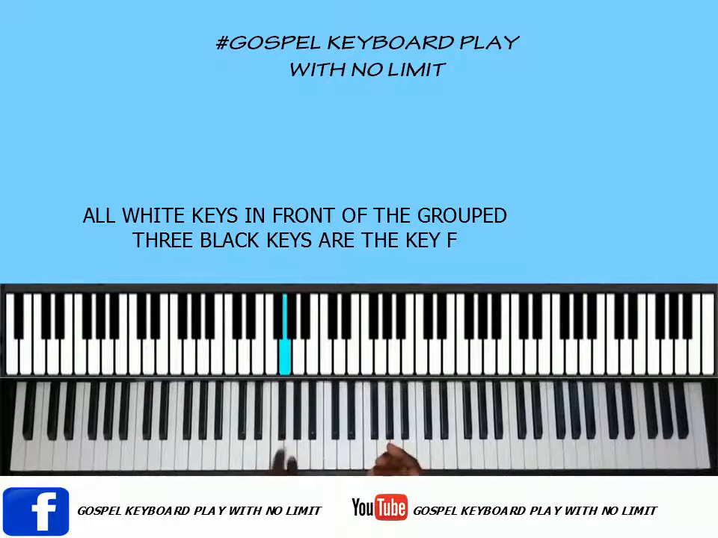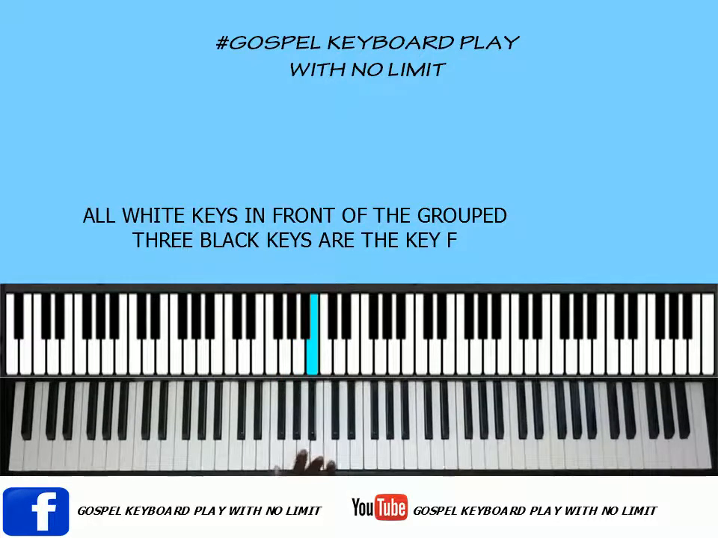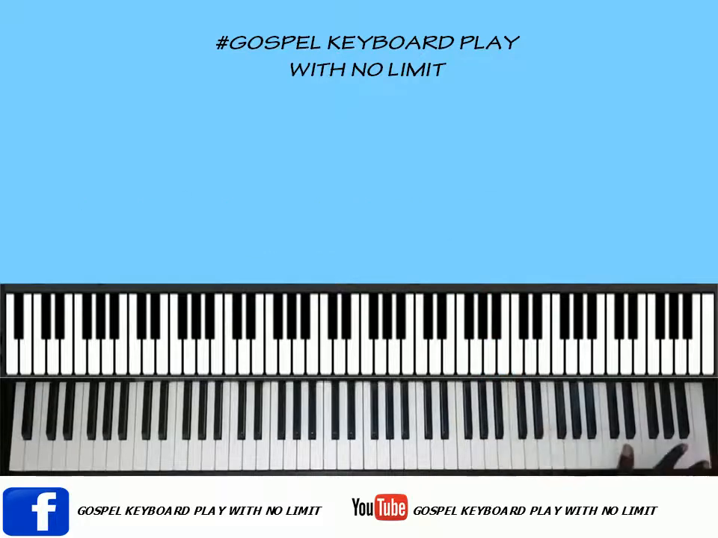Then we move on to A, B, we move up to G, A, B, and then C. You see, it is C. Okay, then D, E, F, G, A, B, C. You see, this is C. D, E, F. You see, this is F. G, A, B, C. This is C. So is that in that order?